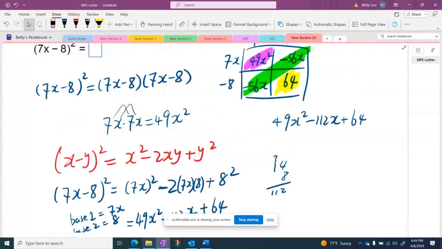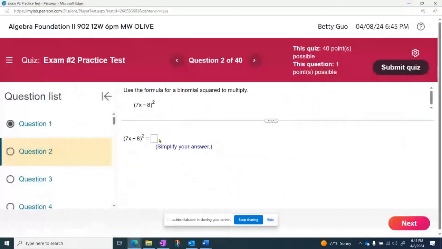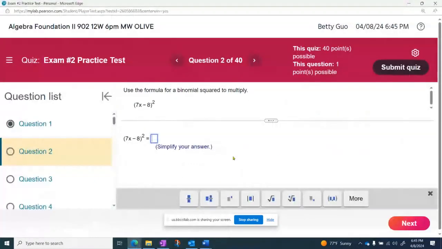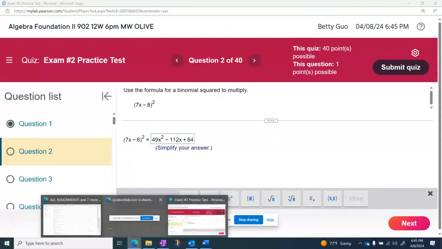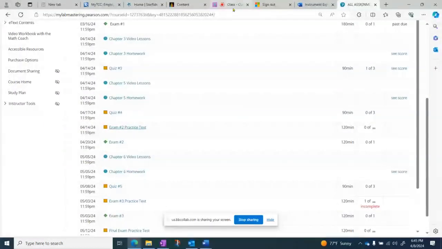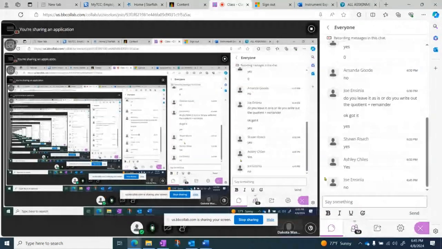All right, guys, let me type in the answer. Typing in the answer is very important. That's all that matters, to be honest, technically, to your score for the test. 49x squared minus 112x plus 64. Questions? 49x squared minus 112x plus 64. Oh, okay, no question. Awesome.